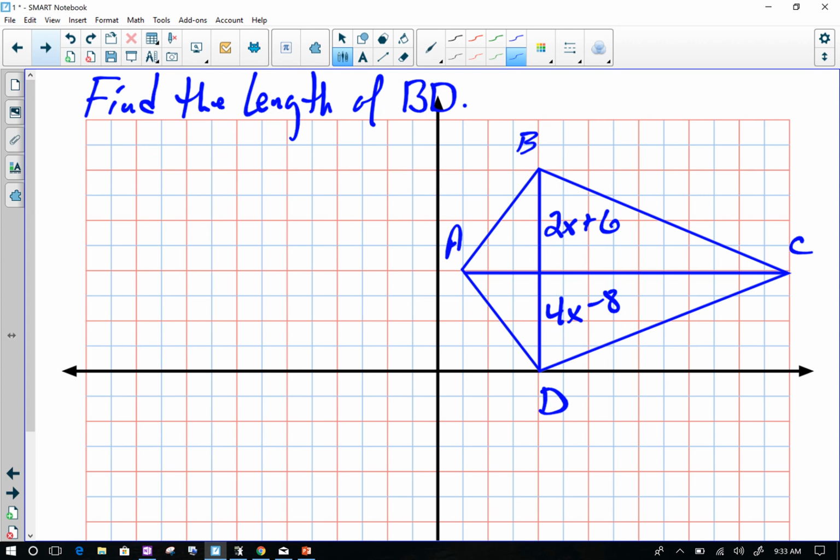Here's a problem that uses that characteristic. You can see here you have these two algebraic expressions for the diagonal that is bisected. So all you're simply going to do is make those equal to each other and solve for x, and then answer your question for the length of BD. So 4x minus 8 equals 2x plus 6.